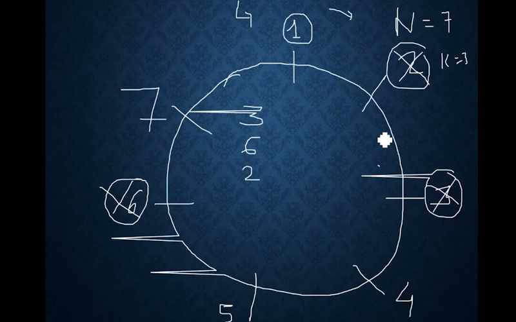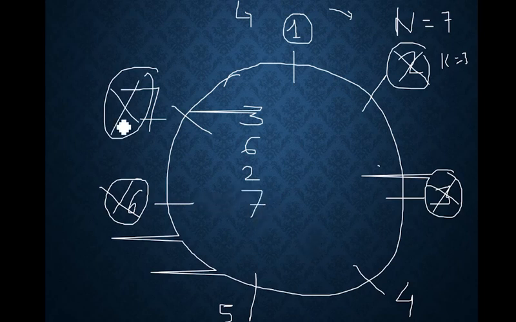So we have to not consider the 3. Okay, so 4 and 5 we have to skip. So the next third person will be 7. So we have to kill the 7. Now from 7, who is the next third person?